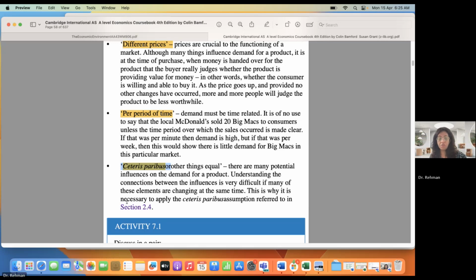Okay. So ceteris paribus is super important. There are many other potential influences on demand of a product, but in order to understand the law of demand, we keep them constant. And that word is called ceteris paribus, which means everything else remains equal.